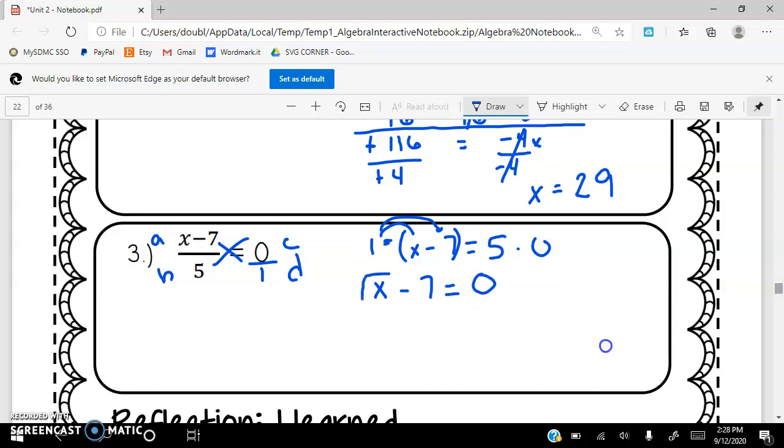So now we got to solve for x. We need to get the variable by itself. The opposite of negative 7 is plus 7. So here's the addition property of equality, meaning we're doing it to both sides. So negative 7 plus 7 cancels out. We can bring our x down. And 0 plus 7 equals 7. This is our answer. Now you do need to turn in this along with your reflection.